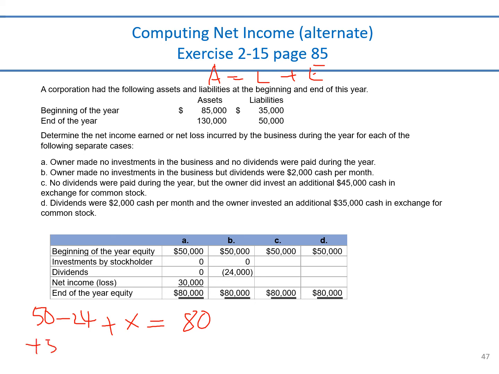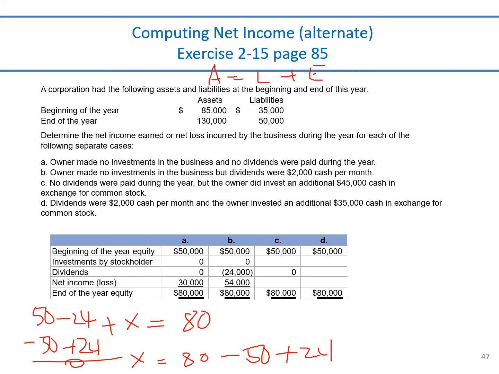So if we add 50 and, let me back up. If we subtract 50 and we add 24 to both sides, that leaves us with X equals 80 minus 50 plus 24, right? So $80,000 minus 50,000 plus 24,000. X is equal to 54,000.